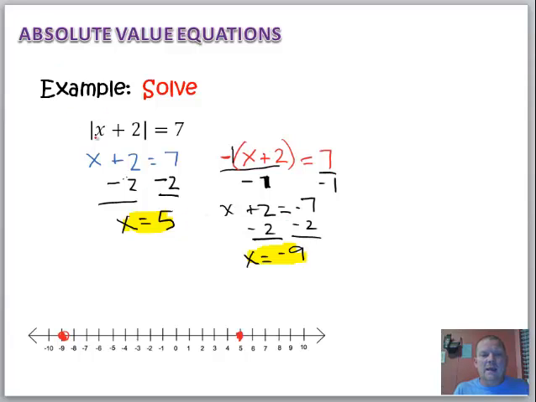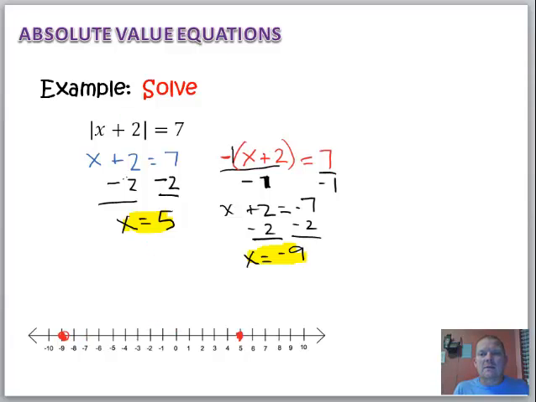We could also put these back in here. 5 plus 2 is 7. The absolute value of 7 is 7. Or plug in -9. -9 plus 2 is -7, but the absolute value of -7 is 7, because -7 is 7 spaces away from 0.